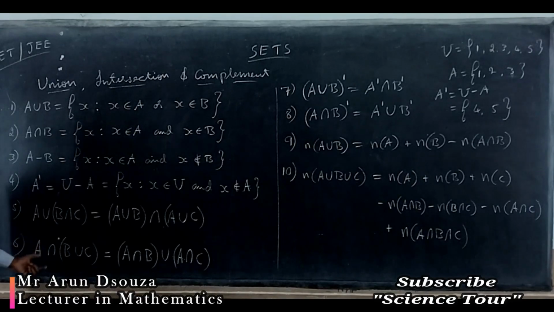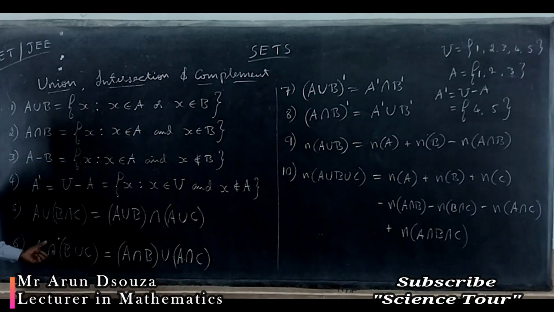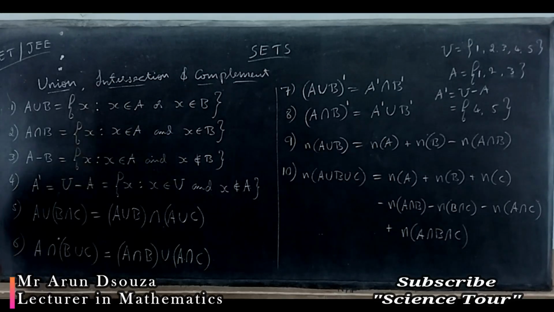Next, these are distributive properties. Firstly, you have A union (B intersection C), the first one. And the second one, A intersection (B union C). So it's just an interchange of union and intersection. Now, how do you understand this?